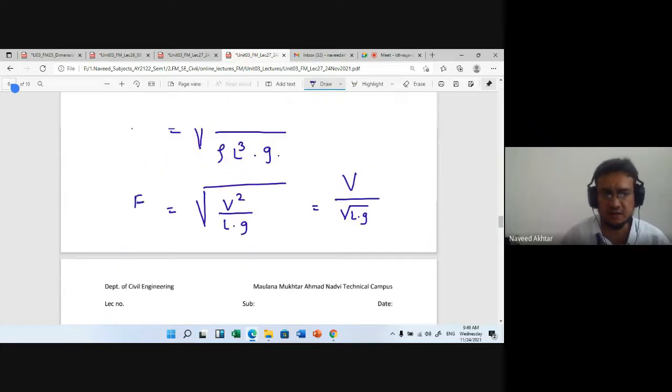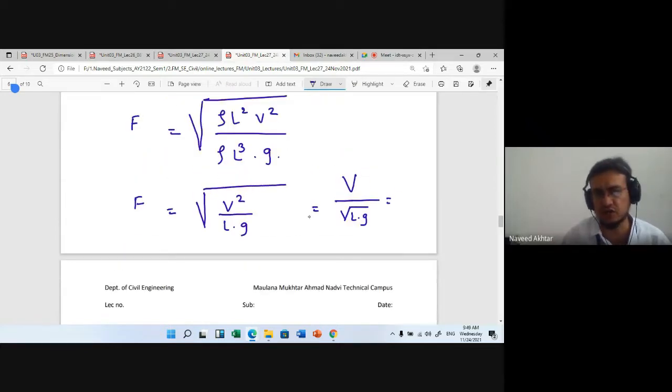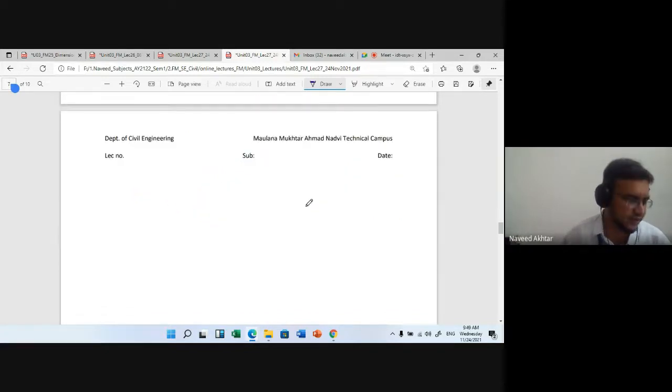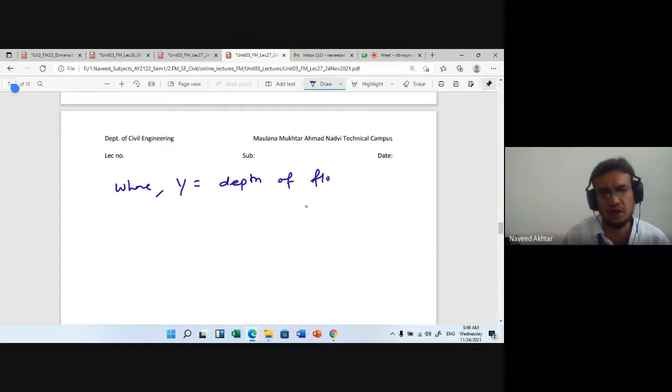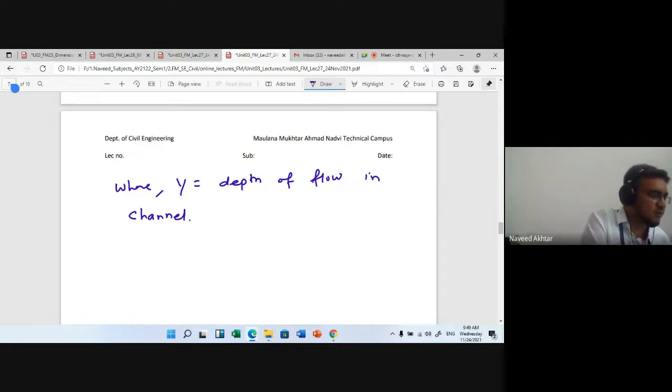Or in terms of head, you can write V upon the square root of YG or GY, where Y is the depth of flow in the channel. So this is nothing but the Froude number.